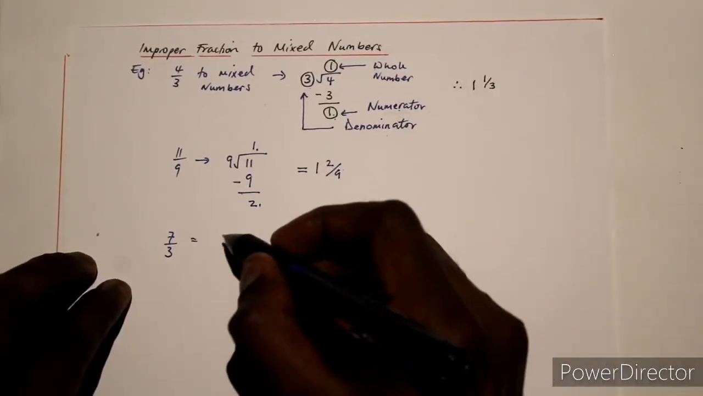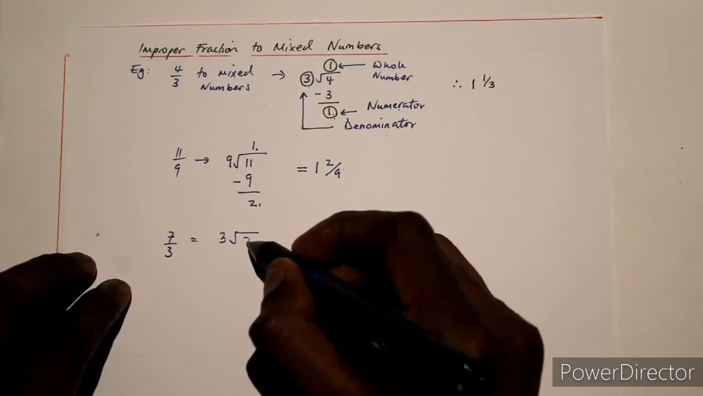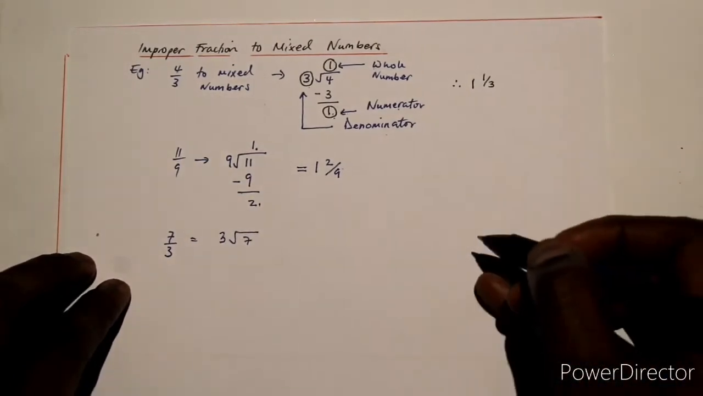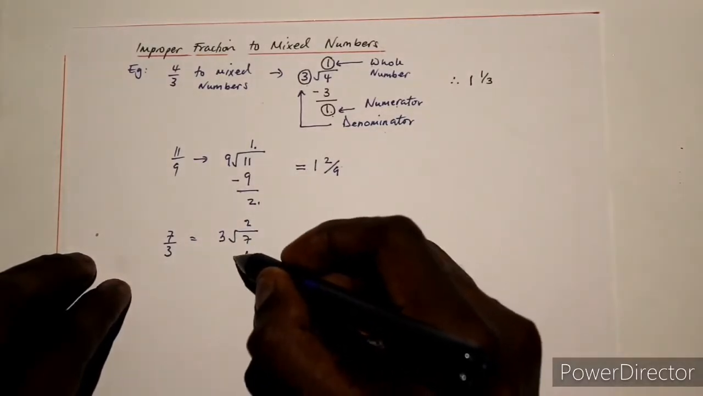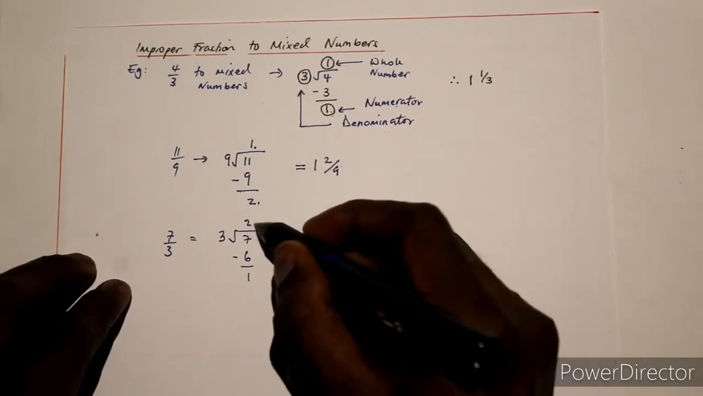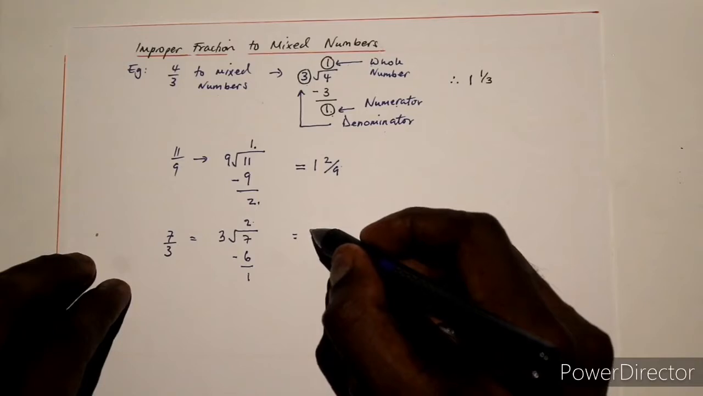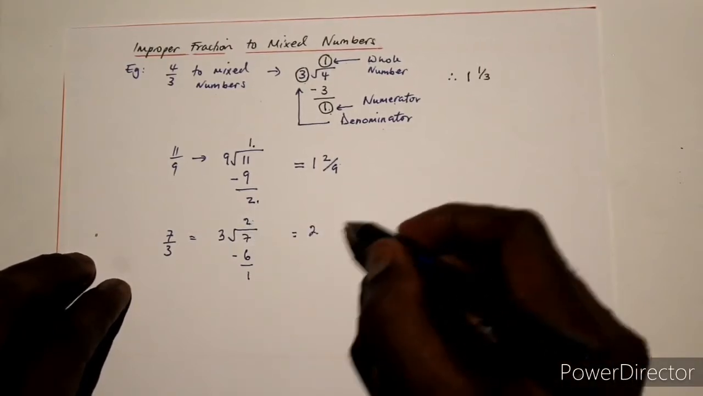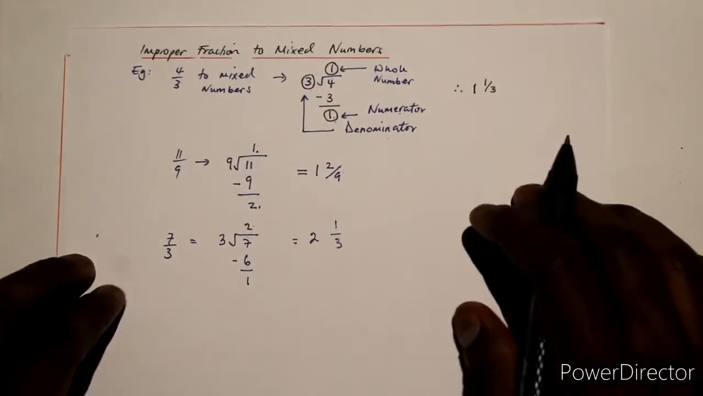Let's look at 7 on 3. We will have 3 outside, 7 inside. 3 into 7, we have 2. 2 times 3 is 6. 7 minus 6 is 1. Our whole number is this one. So when we write it in mixed numbers, we should have 2 whole and 1 over 3.